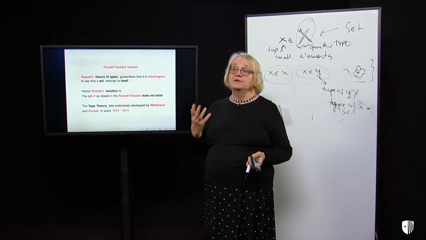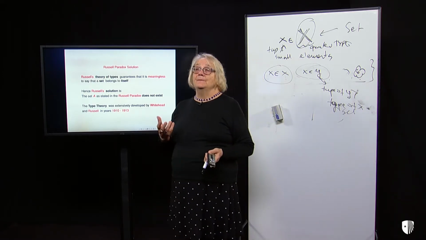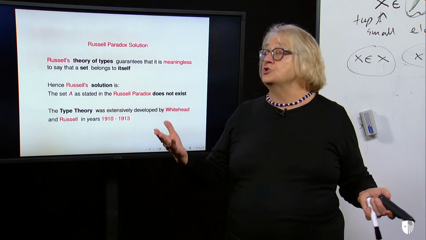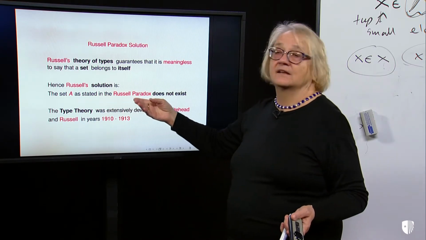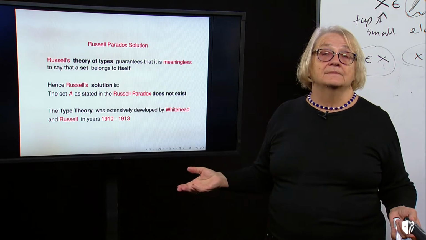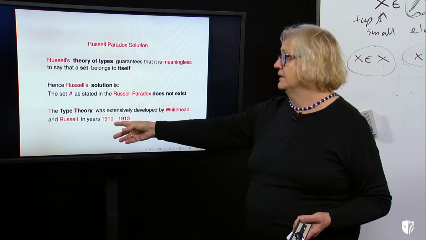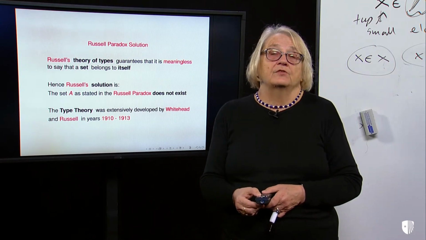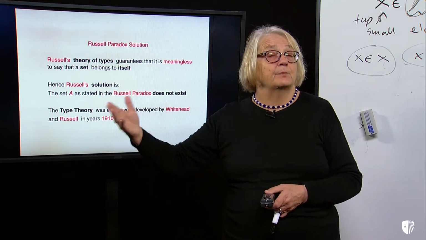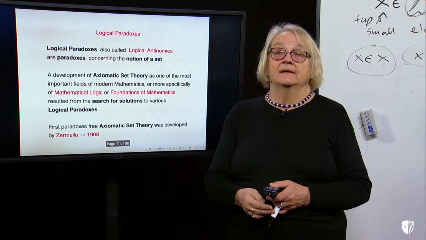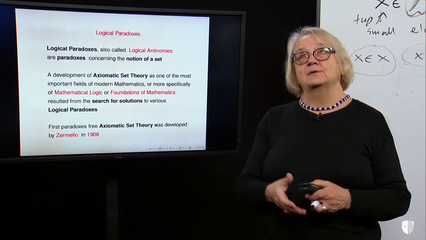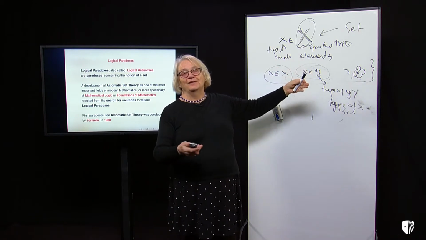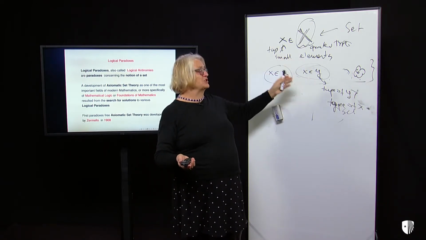So Russell's theory of types guarantees that it is meaningless to say a set belongs to itself. And the solution is that the set A as stated in Russell's paradox does not exist. And that was developed in 1913 by Whitehead and Russell and so on. Of course, in particular, the set of all sets does not exist, because the set of all sets has the property that it belongs to itself. So that's how it started, and that's how we now teach, and that's how you learn your basic sets with such notations and so on.